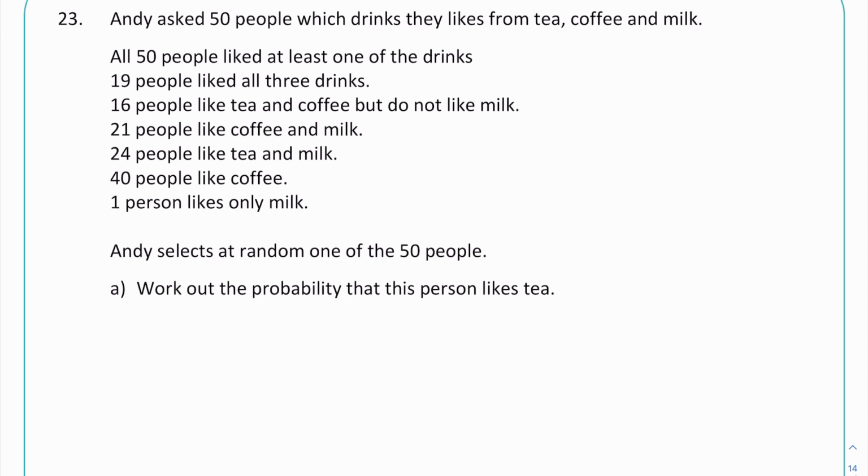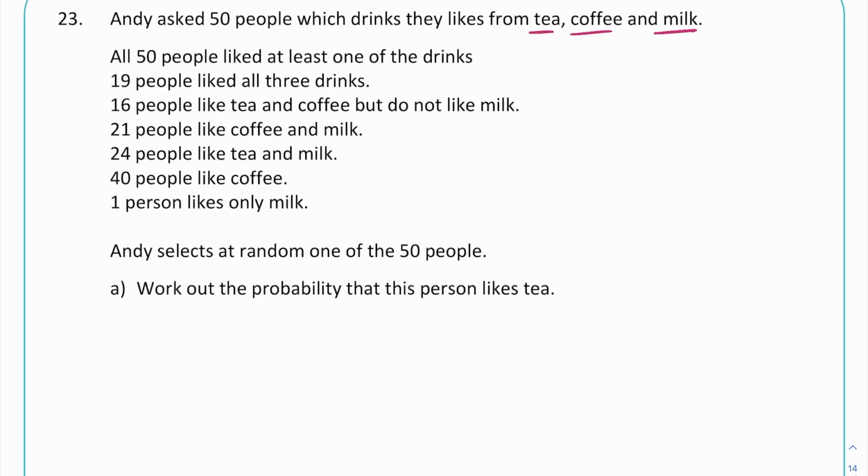So reading through this question, Andy asks 50 people which drinks they like from tea, coffee and milk. And then it gives us some information. Now we've got 3 things like this. We're being asked to work out a probability. To be fair, it could be that you have to draw some form of two-way table. It's unlikely this far into the paper, but this is going to be a Venn diagram, a 3-way Venn diagram.